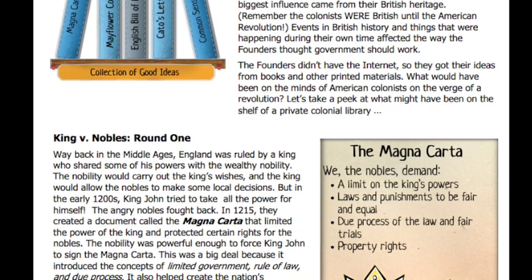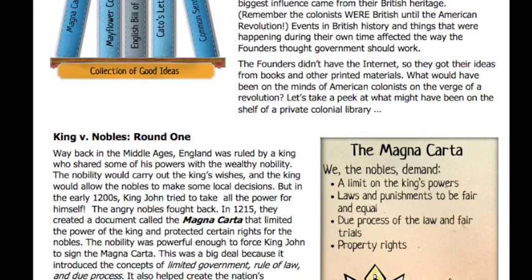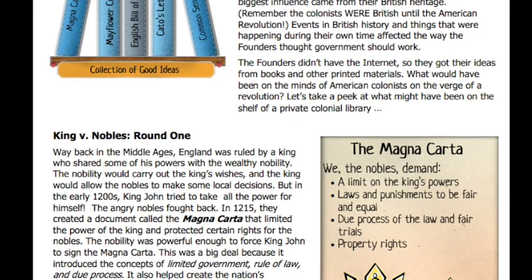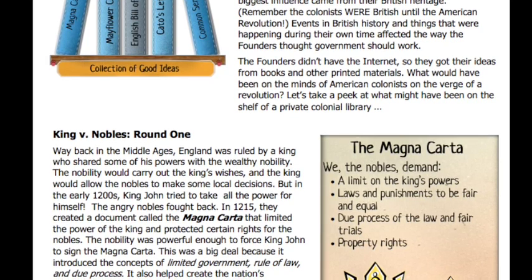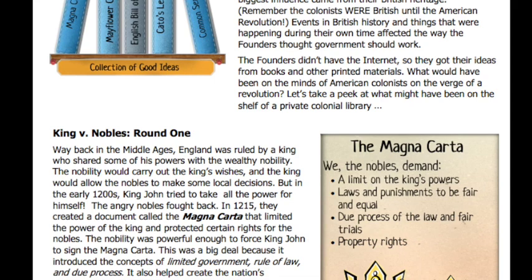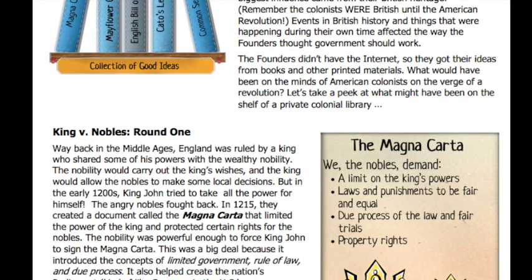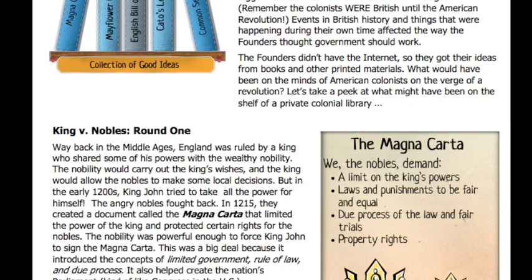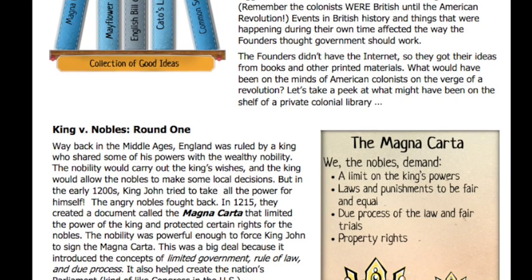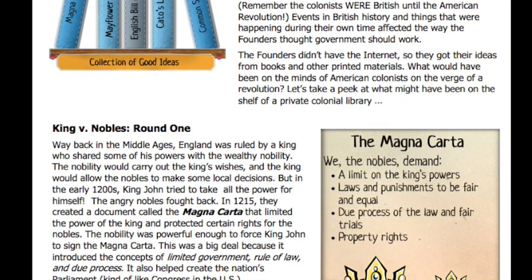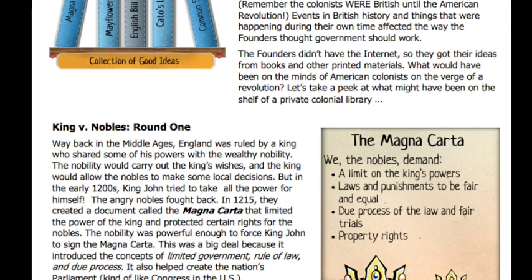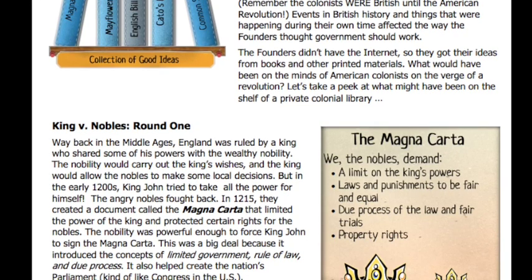In 1215, they created a document called the Magna Carta that limited the power of the king and protected certain rights for the nobles. Underline or highlight that sentence from Magna Carta on. The Magna Carta that limited the power of the king and protected certain rights for the nobles. The nobility was powerful enough to force King John to sign the Magna Carta.